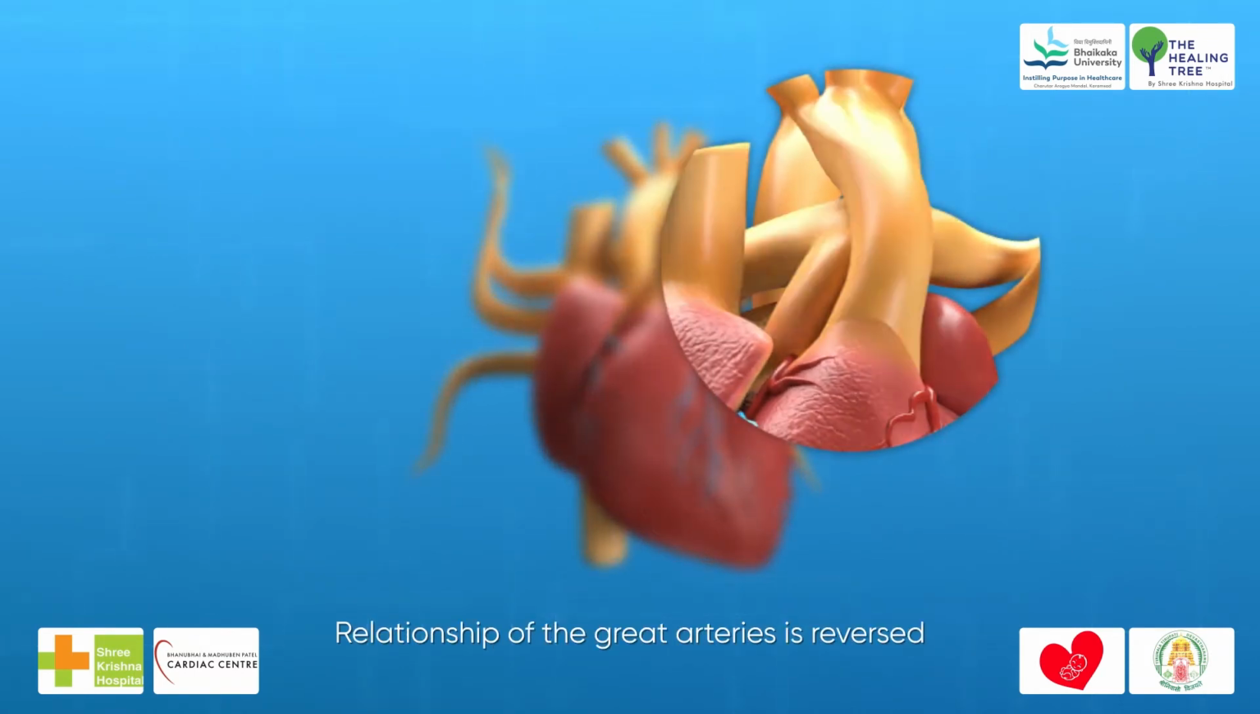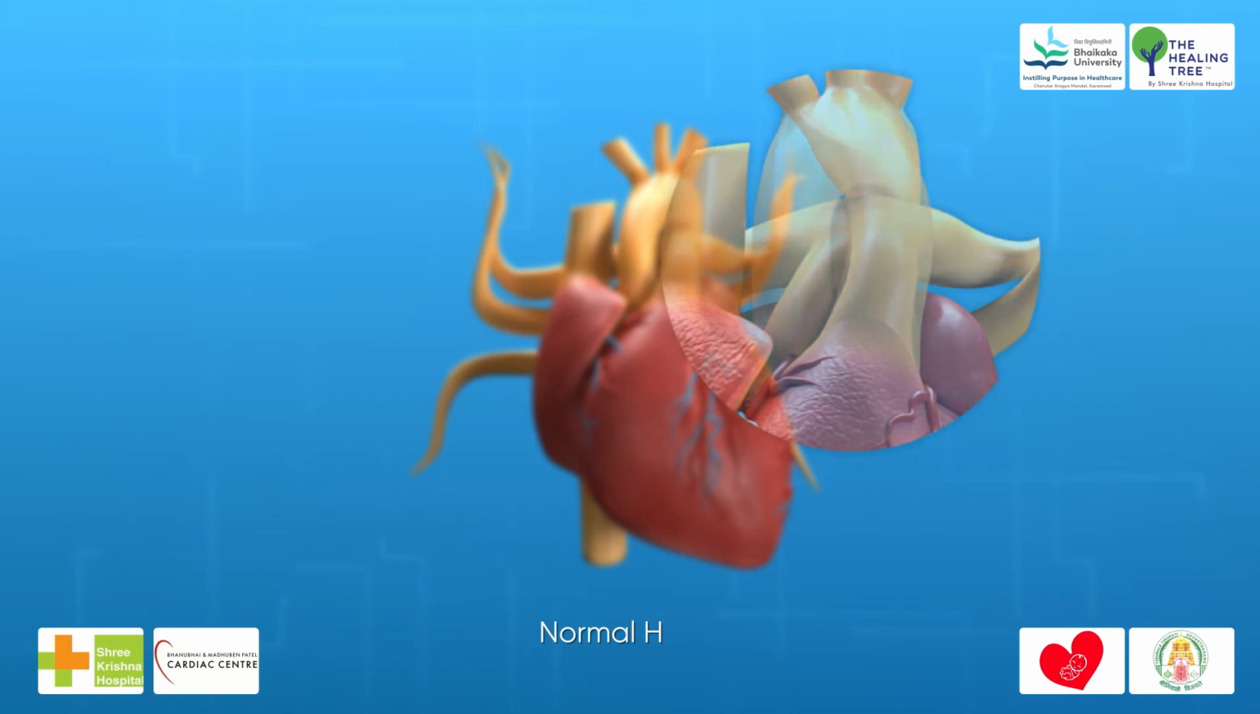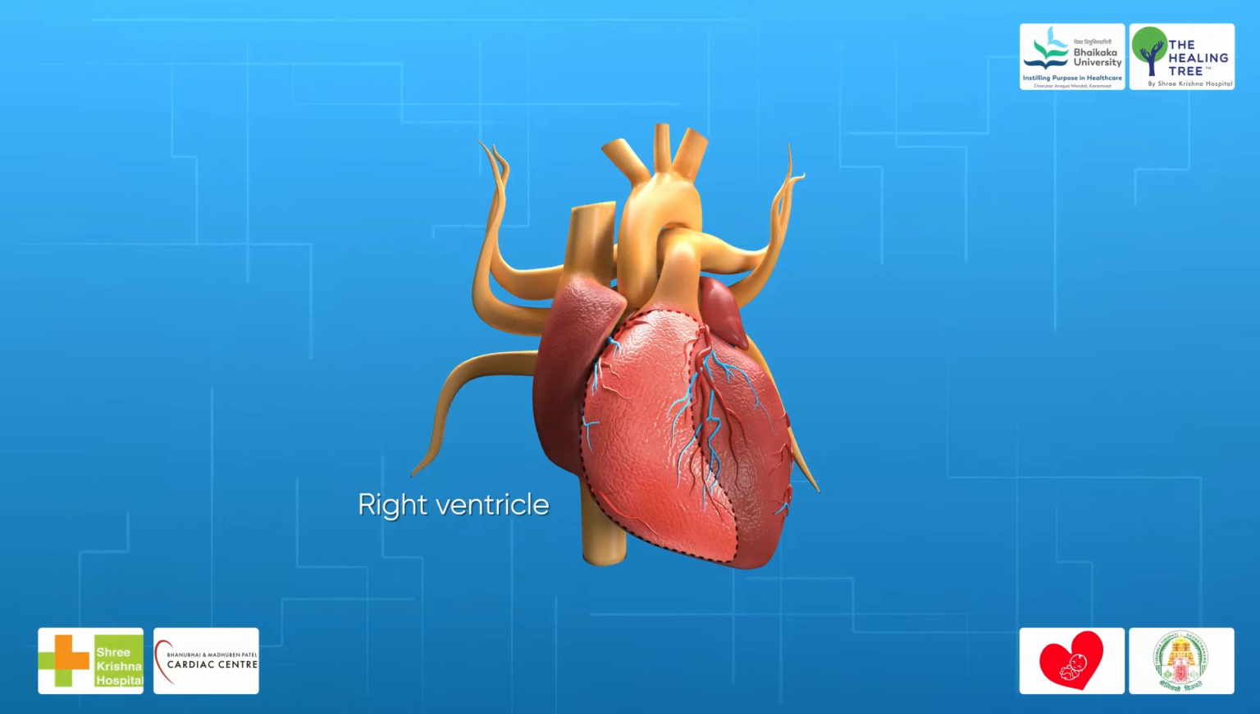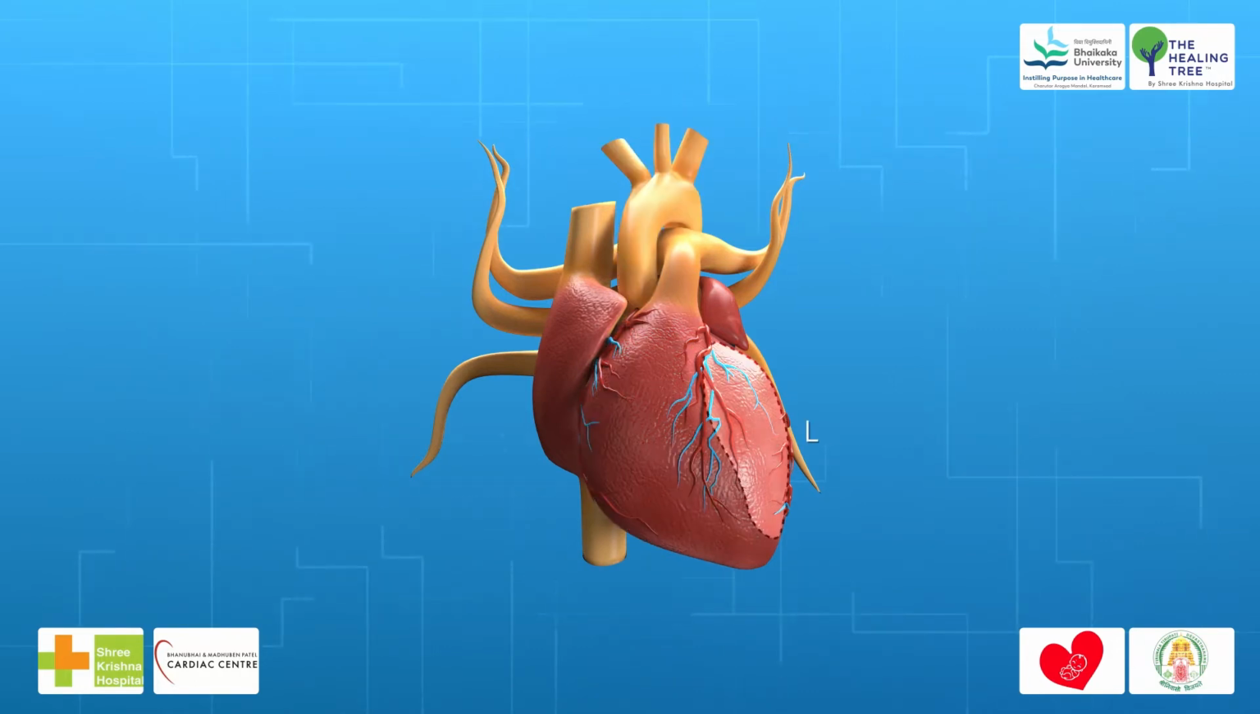great arteries is reversed. Unlike in normal positioning, the aorta arises anterior to the pulmonary artery and from the right ventricle, while the pulmonary artery lies posterior to the aorta and arises from the left ventricle.